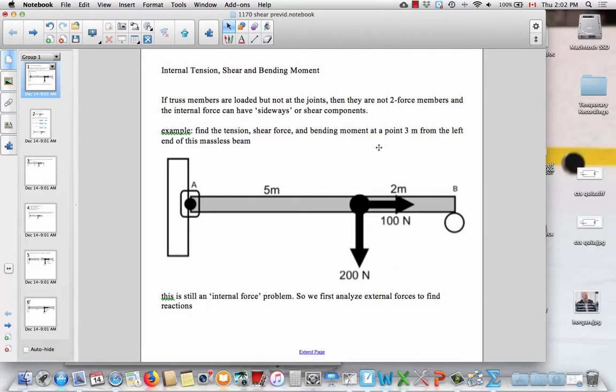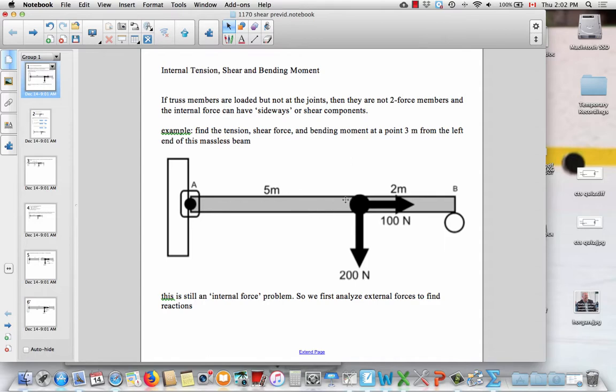Thus far, our analysis is just focused on two force members where we will just have an internal tensile or compressive force. If, however, we load trusses and apply loads that are between the ends, somewhere in the middle, then we actually get sideways or shear components of force. So it's not just a two-force member anymore where the force is along the structure, there's a sideways component, which is called a shear force. So let's see how we would analyze that.